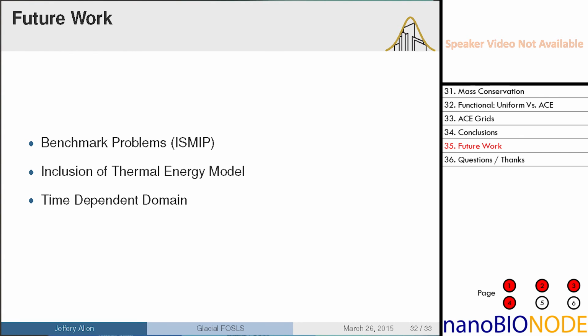We want to include a thermal model, and then the thing that I really want to do, because I like to show movies and I haven't gotten to show a movie yet, is time-dependent domains. Basically, we solve for the velocity field, use the velocity field to update the domain, and then repeat this process until tens of thousands of years, because that's how long these things take. And then I can show a really cool movie. But you'll have to wait for that one.